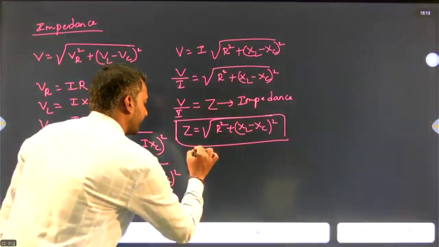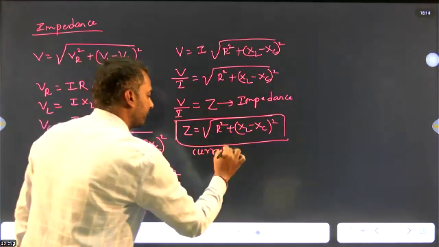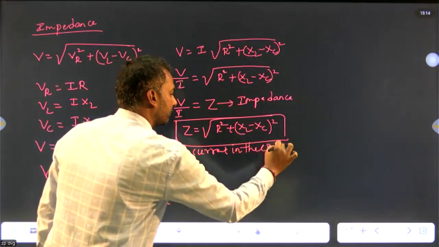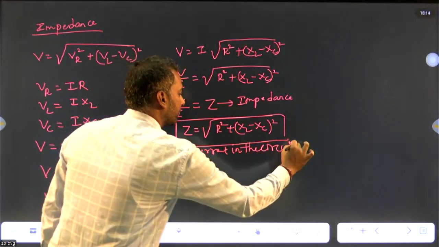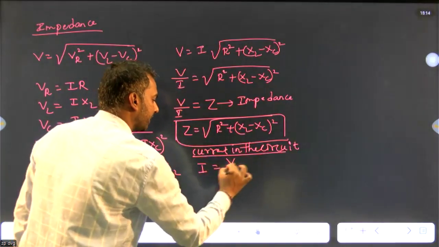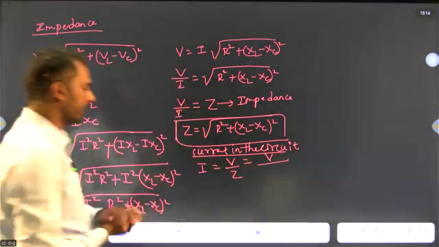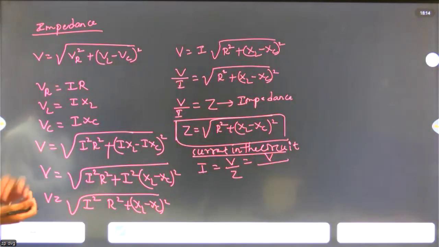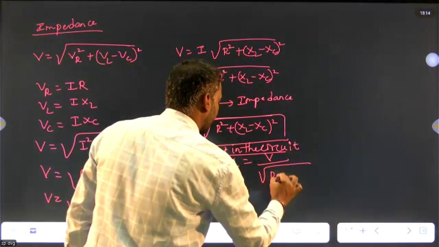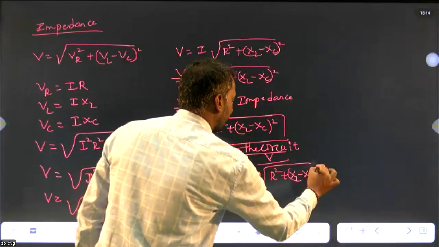Current in the circuit. Expression for current in the circuit. I is equal to V by Z. I is equal to V by, now what is I? I means RMS value of current and V means RMS value of voltage. I is equal to V divided by the root of R square plus (XL minus XC) whole square.